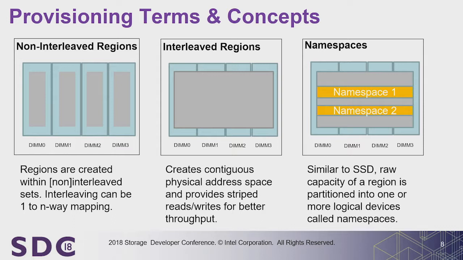When you create a region, all that it's doing is creating contiguous memory, so the reads and writes are striped across it. But creating a region doesn't really expose that to the application. You need to do another step, just like on an SSD, that creates something called namespaces. Namespaces now generate a logical device, so applications can do their I/O. So these are the fundamental concepts on which persistent memory is provisioned and then exposed to the application.